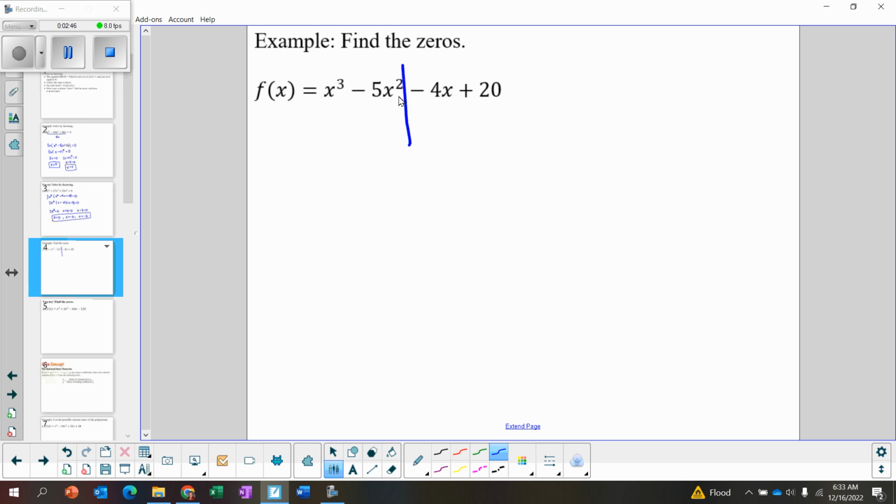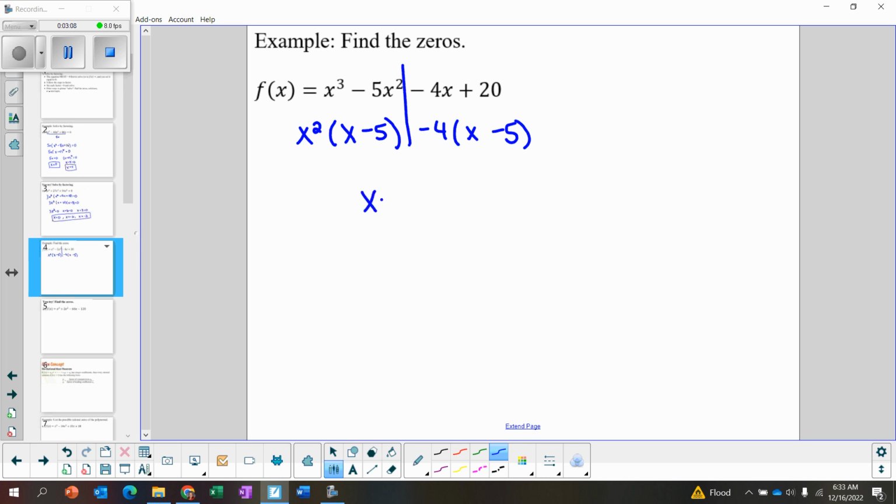Out of the first 2 terms, I could take out x squared. So x cubed over x squared is x. Negative 5x squared over x squared is negative 5. Out of the second 2 terms, I could take out a negative 4. So negative 4x over negative 4 is x, and 20 over negative 4 is minus 5. So it does in fact work to factor by grouping because we do have matching factors here.